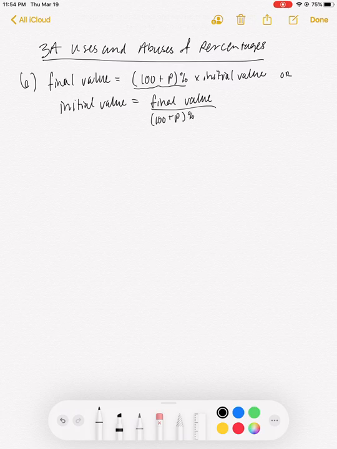A lot of times we use this for tips. So you take your bill, which is the initial value, and do 100 plus p percent for tip, like maybe 15, 18, 20%. And then when you find that 100 plus p percent of the initial value, you get your final value, which is what you end up paying.